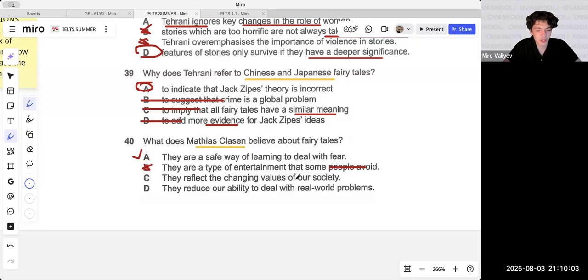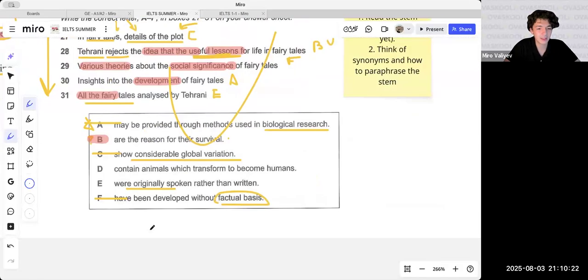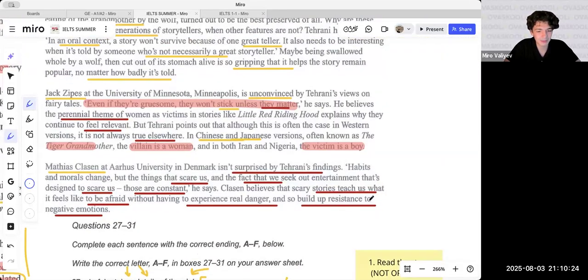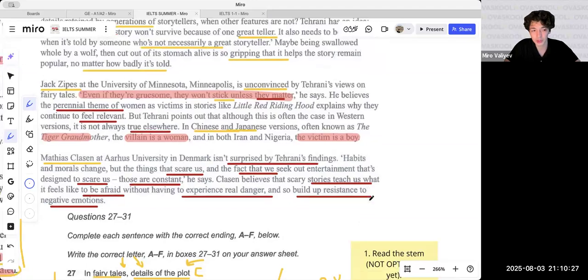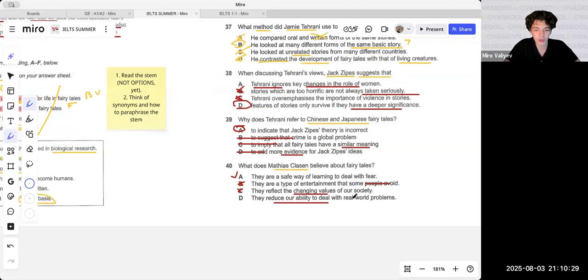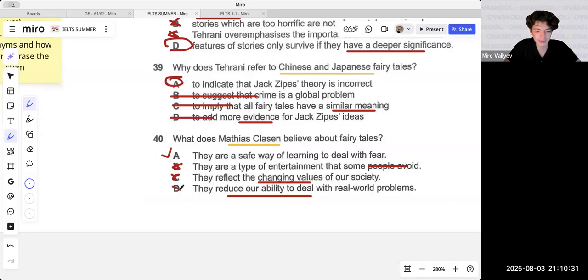They reflect the changing values of our society. No, he didn't really talk about changing values or changing virtues, so we can eliminate this one. It's just not given. And they reduce our ability to deal with real world problems. They don't reduce, they actually prepare us, right? They build up resistance to those negative emotions. They prepare us for the real world problems. So it's completely false. And the only answer which is true is A.